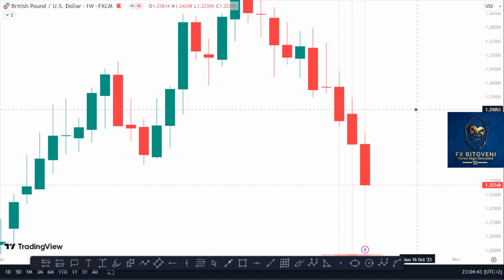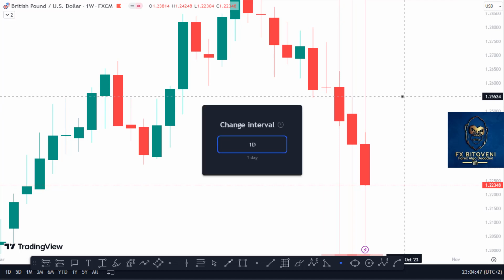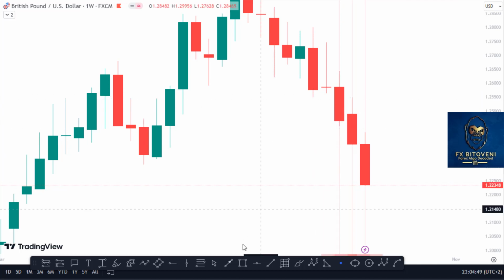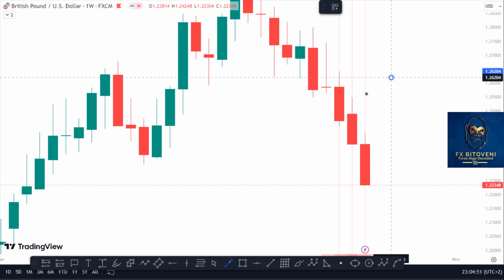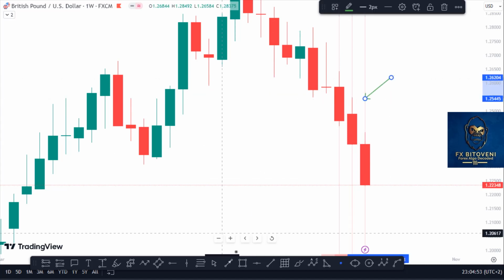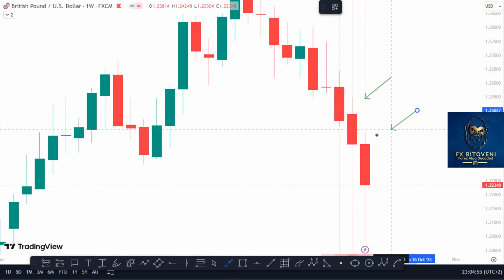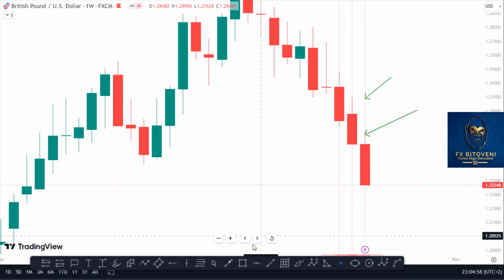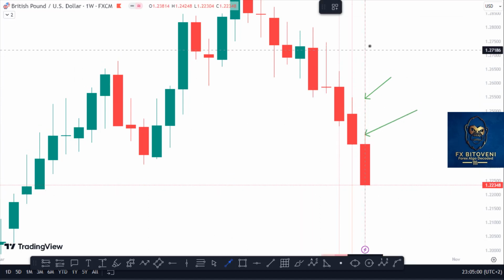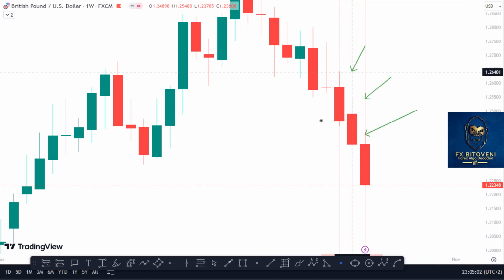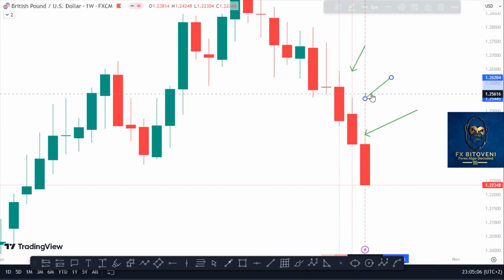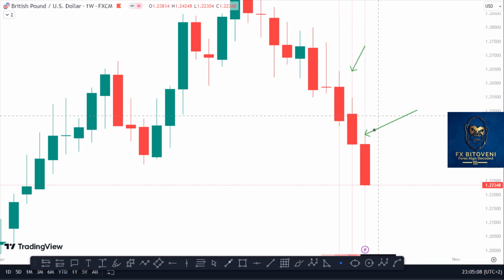So let's take some examples here so that you can easily see what is going on. So you go to daily time frame. What are you looking for? You want to look for ways to sell the high. So you understand what we are looking for. We want to sell the weekly high because we are bearish.